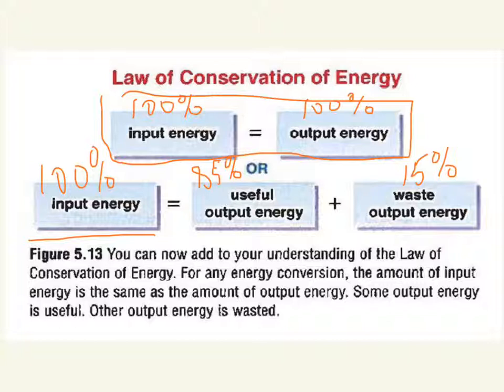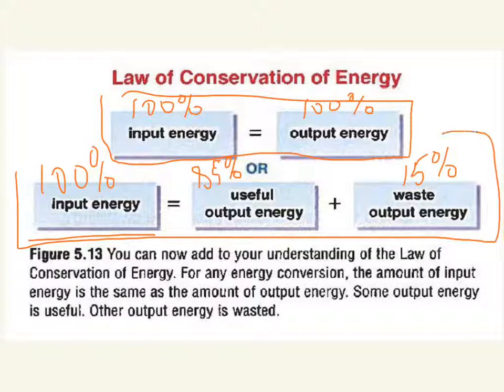So you can now add to your understanding the law of conservation of energy. For any energy conversion, the amount of input energy is the same as the amount of output energy. But some of the output energy is useful and the other output energy is wasted. Now, remember this part here. This one is really important.